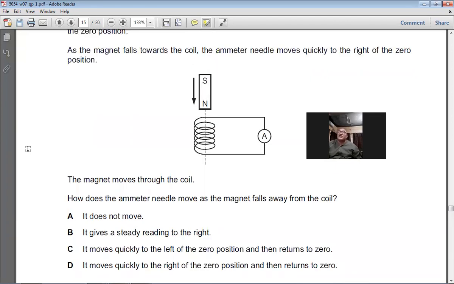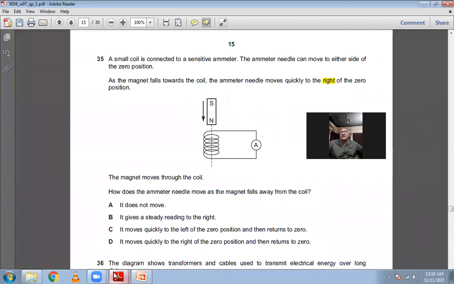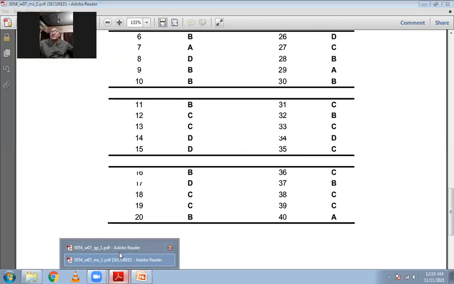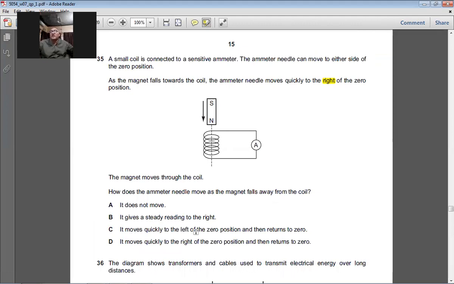So in which direction has it moved first? It has moved towards the right. So this time, when the north was entering the coil, the pointer moved to the right. So when the south will be leaving from this end, I think the deflection should be in the opposite direction. So let's check question number 35. C is the right choice. It moves quickly to the left of the zero position and then returns to zero. Yes, it will be deflected in the opposite direction.